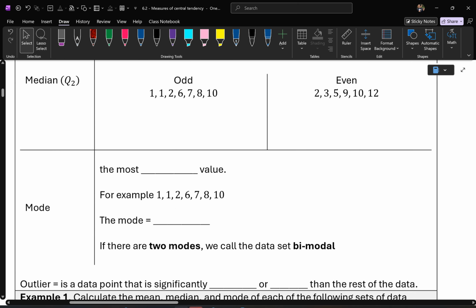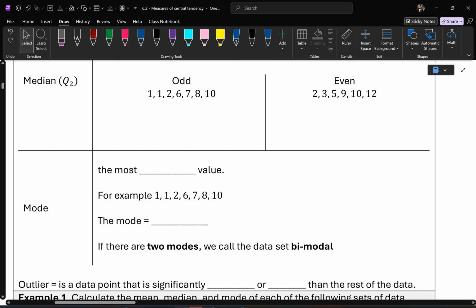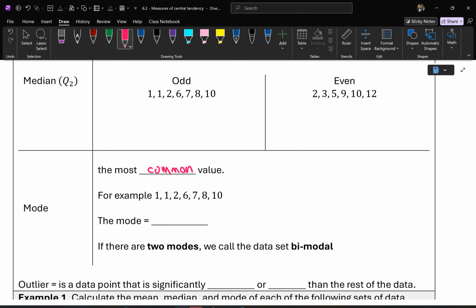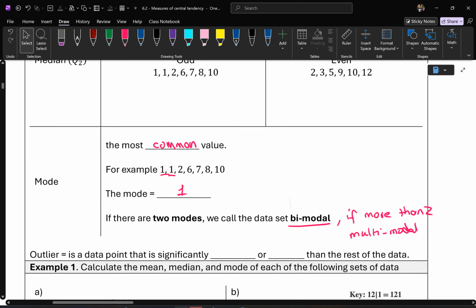Mode is more for graphical interpretation. It is the? Very good. Write it in. Most common or popular, but common is the proper word that we use. So the most common value, for example, in this case here, the most common value is 1. Now, it is possible to have two common values. If there are two modes, we call it bimodal. And then if there's more than two, we call it multimodal. So write that in. If there's more than two, we write multimodal.